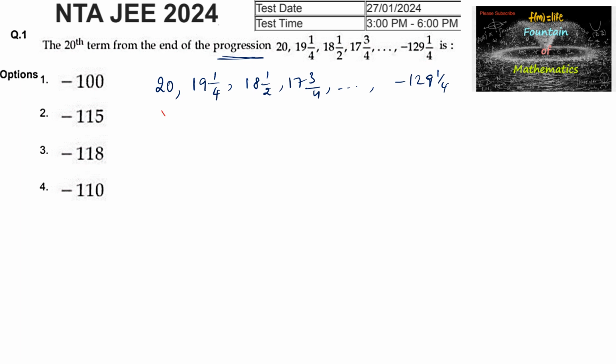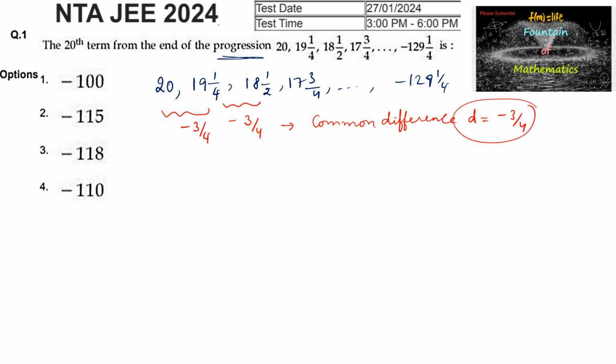Here you can see that the difference between these two numbers is minus 3/4, and also the difference between 18 1/2 and 19 1/4: 18 1/2 to 19 is 1/2, and again 1/4, so 3/4, so minus 3/4. Here we can say that there is a common difference between the terms equal to minus 3/4.